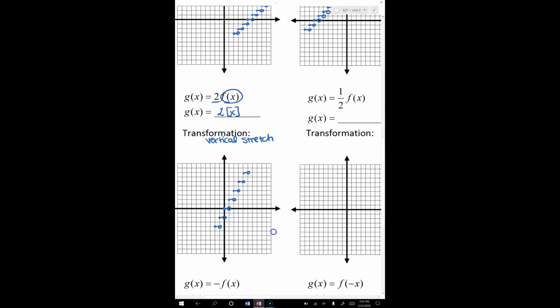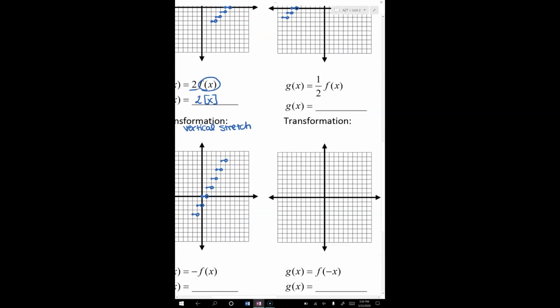Okay, now if it's a half, well, this one's going to be fun. So it's 1/2 times the greatest integer of x. That means it's a vertical compression.